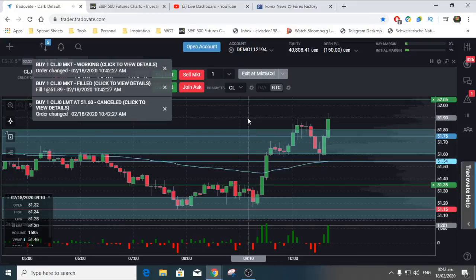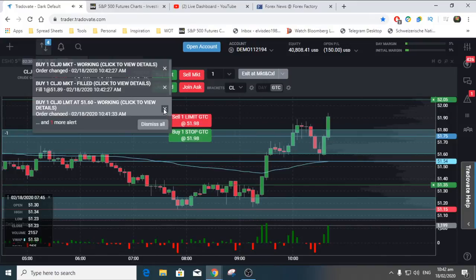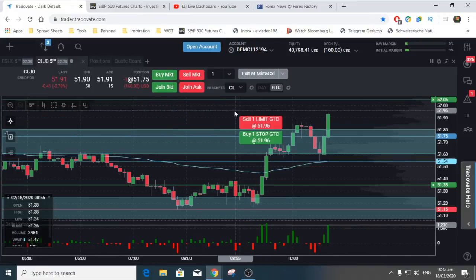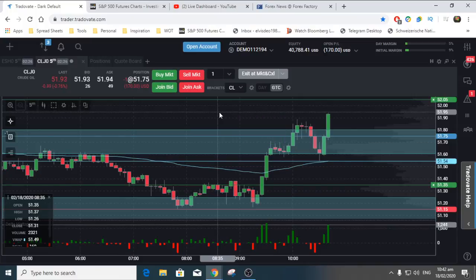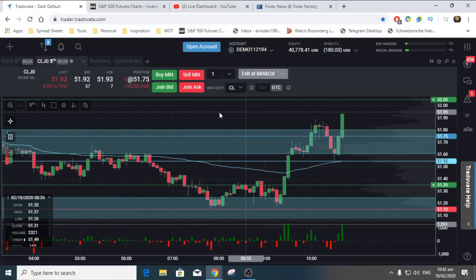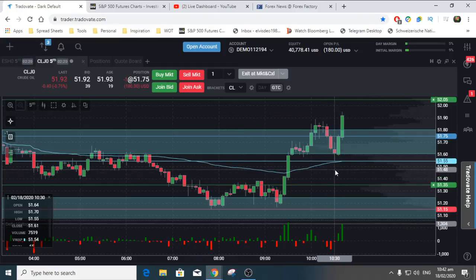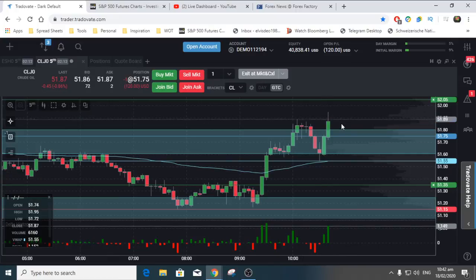Got screwed. Stop filled. Got my 15 points. Wrecked. Found support right there when he pulled back. Very straightforward, trend following. You can see why we had a tight stop on that primary. Didn't quite reach where we wanted it to reach.